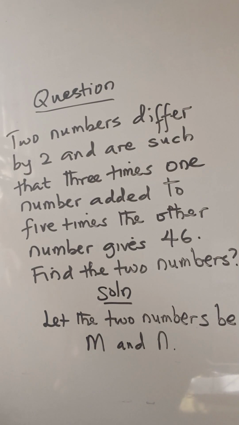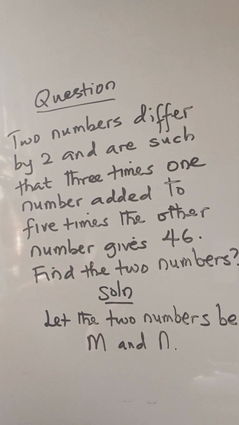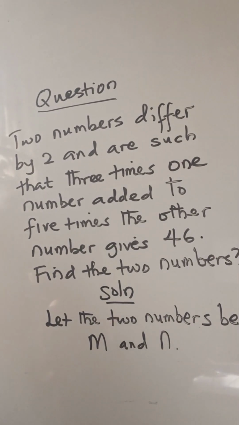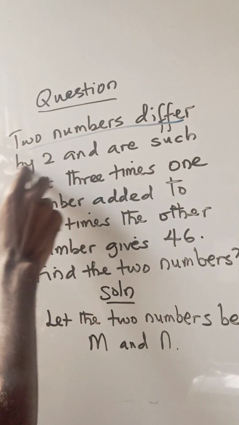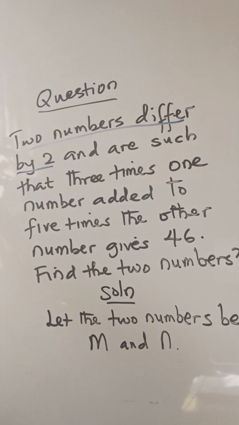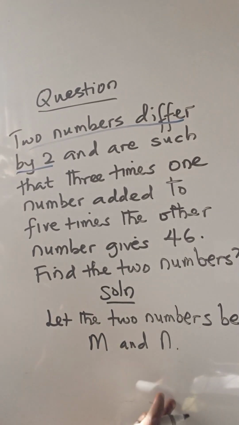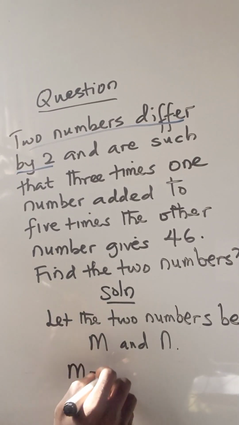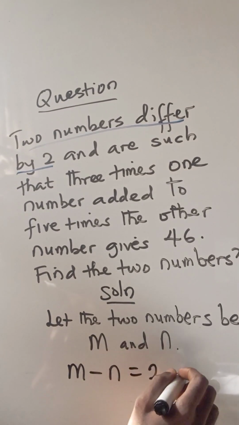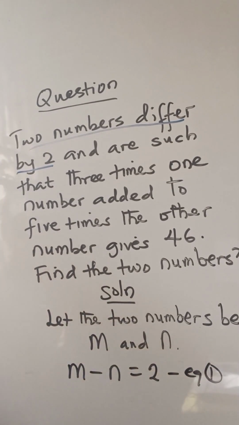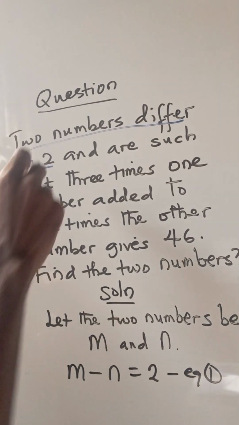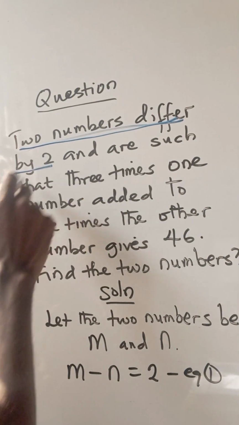So the first thing is we want to understand the statements given in the problem. It says the two numbers differ by 2. That's one important statement. So if two numbers differ by 2, it means m minus n is equal to 2. Let's call this equation 1. That they differ by 2. So we've been able to interpret this statement.